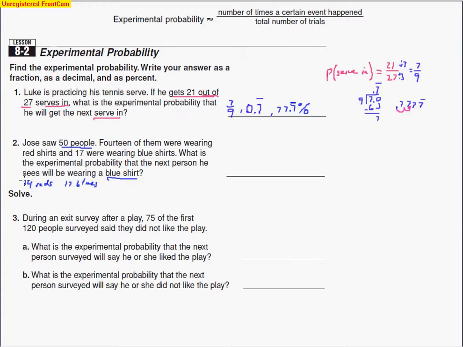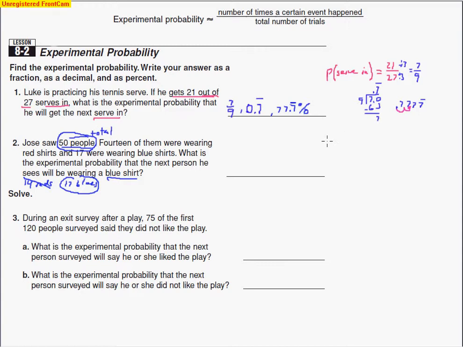Okay, so we don't care about this number. This is not important. We want to know this. And typically we might need this number if we needed the total number, but they give us that. There must have been more than just red and blue shirts, because the total people, this was our total here, the total was 50.